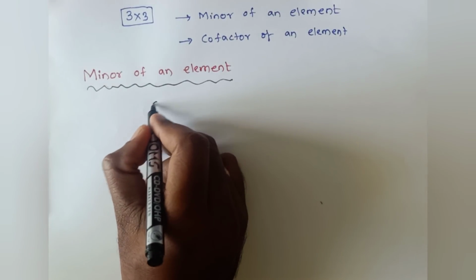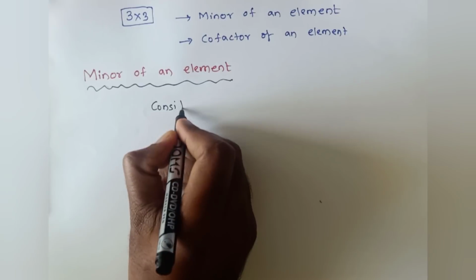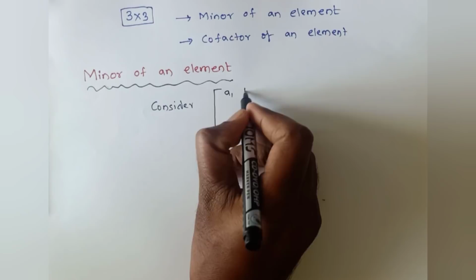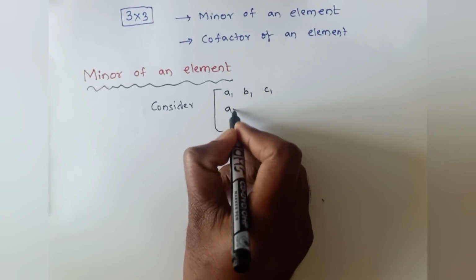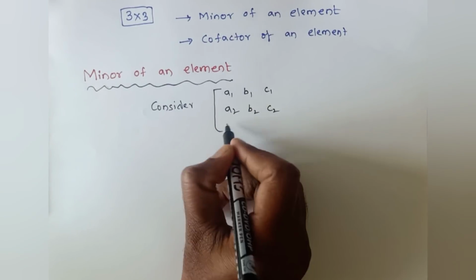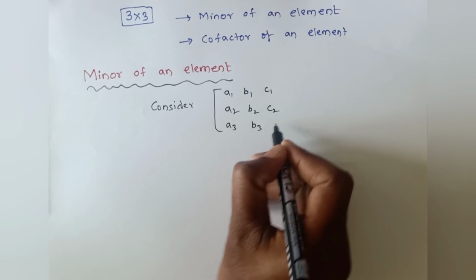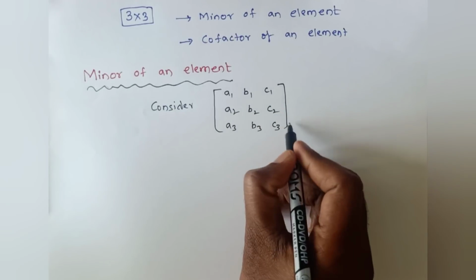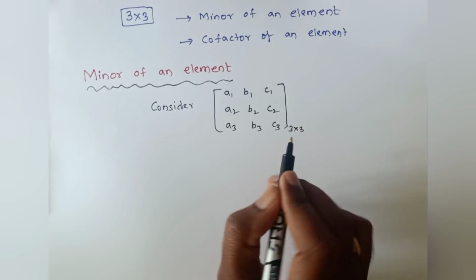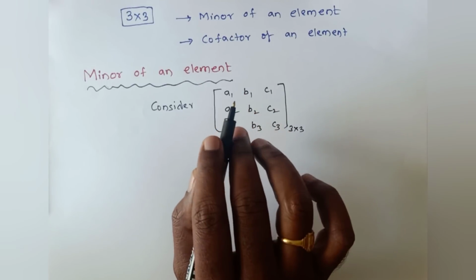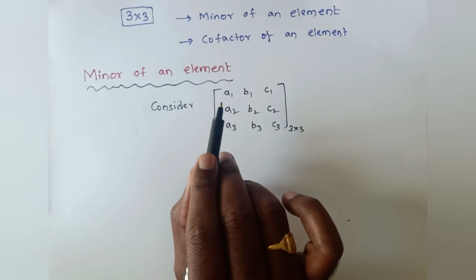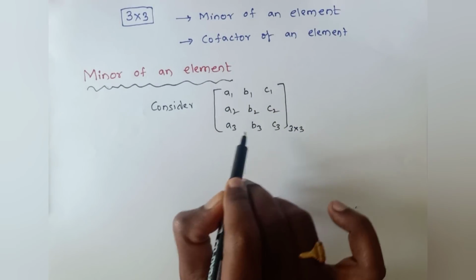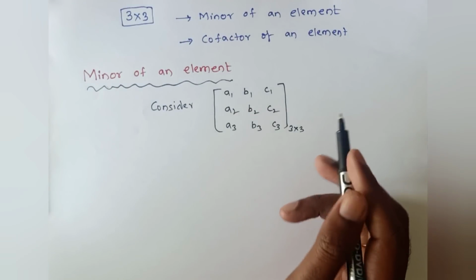Let us consider a 3 by 3 matrix with the entries A1, B1, C1, A2, B2, C2, A3, B3, C3. So this is a 3 by 3 matrix. 3 rows and 3 columns are there. The order of this matrix is 3. Now by using this, we need to define the minor of an element. We can evaluate the minor of each and every element which is present in the given 3 by 3 matrix.